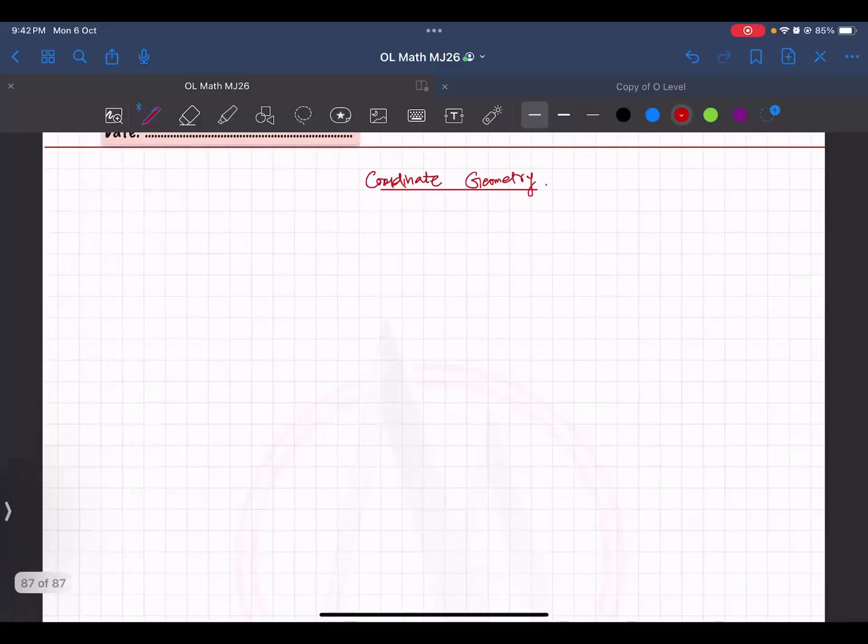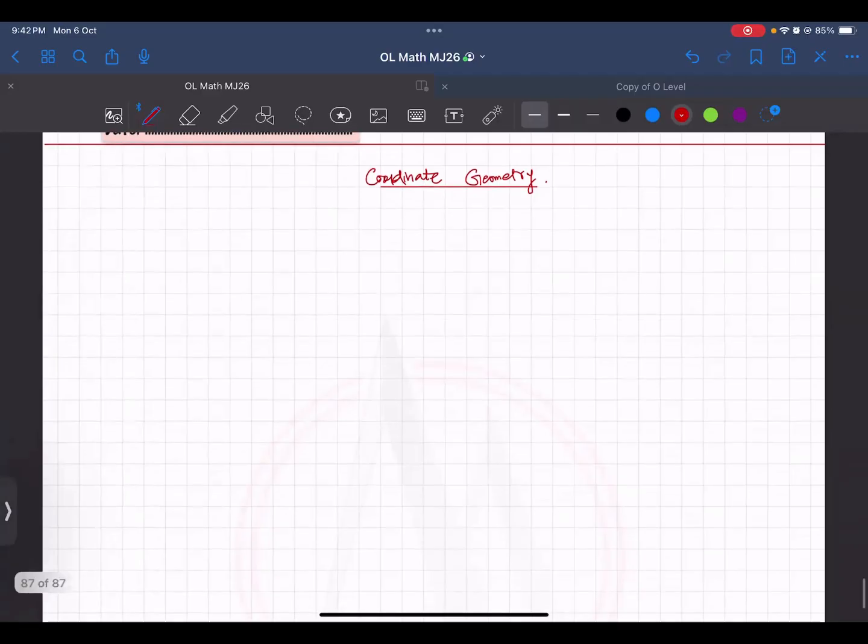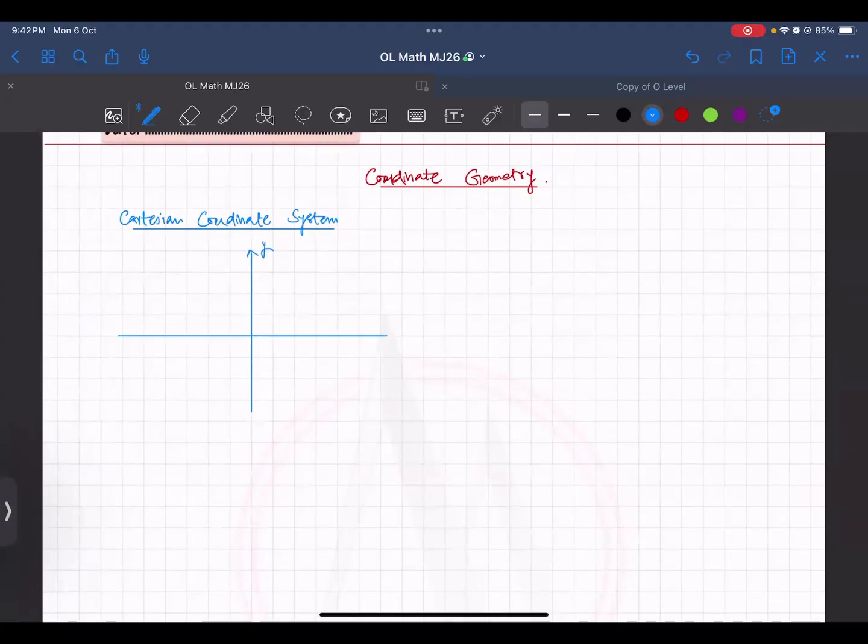Okay. So today is the first class of this new topic, coordinate geometry. We have already done the basic part about the Cartesian coordinate system. We call it Cartesian coordinate system, the x-axis and the y-axis that you see. This is the name of this coordinate system where you have the vertical axis as the y-axis and the horizontal axis as the x-axis. This is a plane, a page, a sheet, and this is the Cartesian coordinate system.